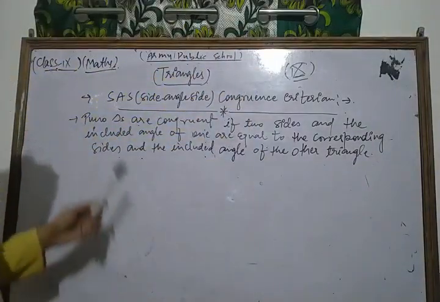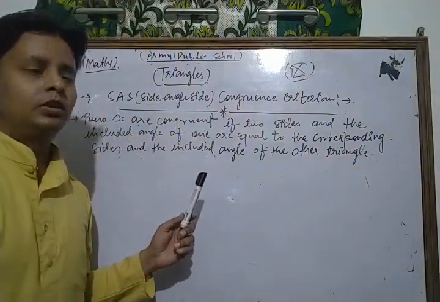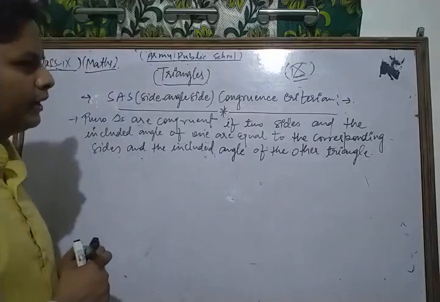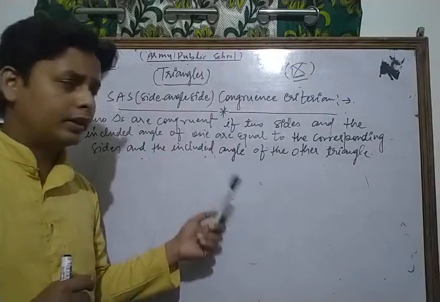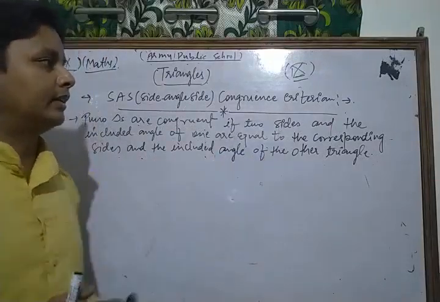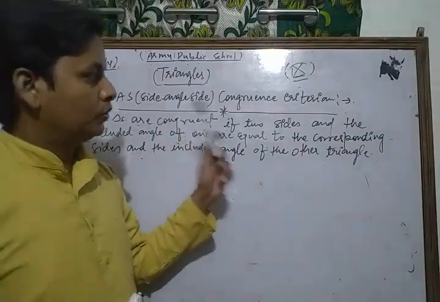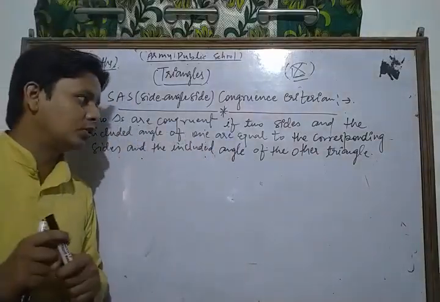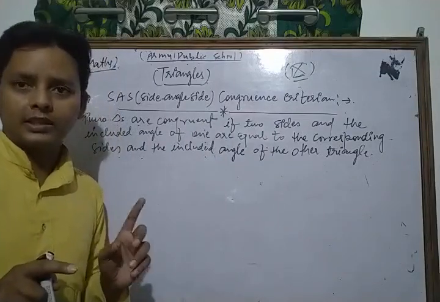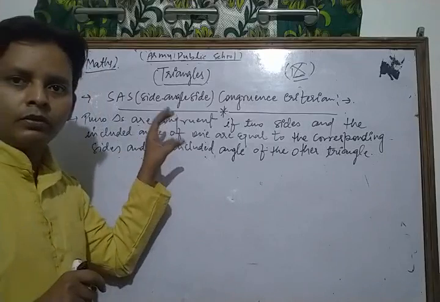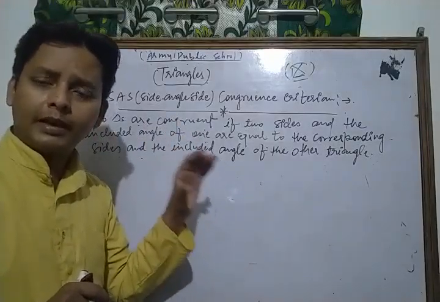Let's see once more. Two triangles are congruent if two sides and the included angle of one are equal to the corresponding sides and the included angle of the other triangle, then both the triangles are congruent to each other. Now we clear the concept of the SAS congruence criterion with the help of a figure.